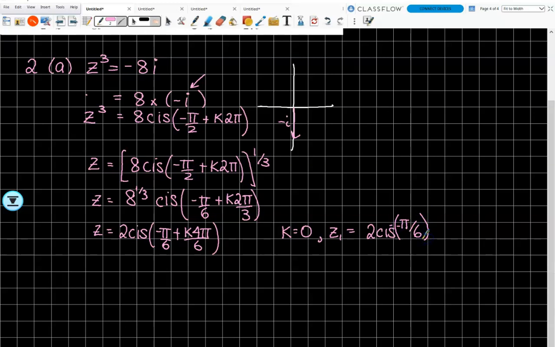Nearly stuffed that one up. We've got when k is 1, z2, and 1, not 2. Minus 1/6 plus 4/6 pi on 2. Again, you can put the Cartesian bit over there when we've got k equals 2, z3.